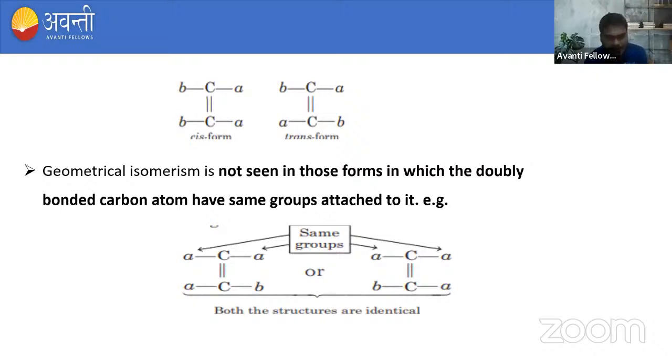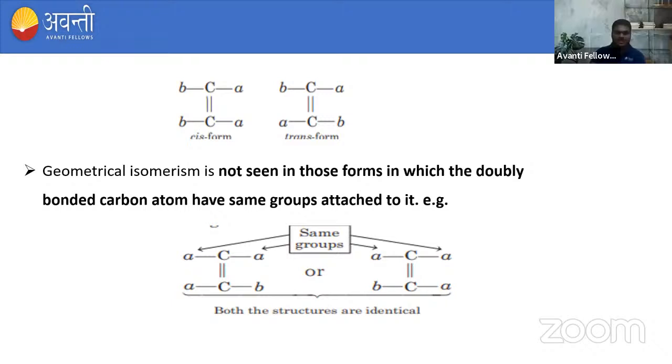So this is known as a cis form. Here we have a carbon-carbon double bond. This is the first criterion: the carbon-carbon double bond must be there, and restricted rotation must be there. The two A groups here are on the same side, so we can say that this is a cis form. In this case, the two A's are across from each other, right? So we can say that this is a trans form.